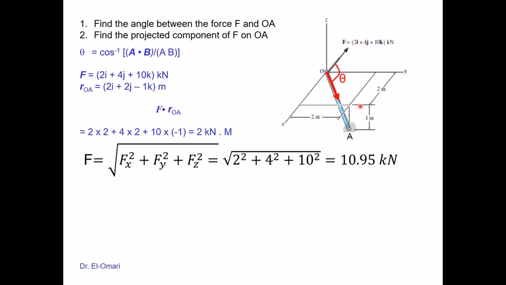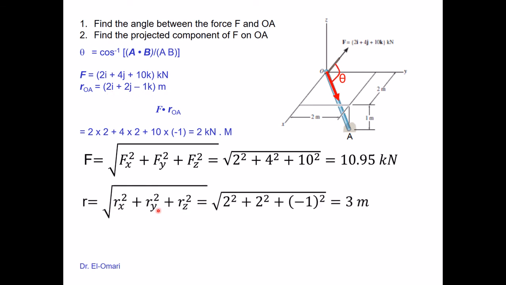The following is finding the magnitudes of both. Finding the magnitude is the square root of the sum of squares of the x, y, z components of the force. That's the magnitude of the force. And then the magnitude of the other vector, the position vector, is the square root of the sum of the squares of 2, 2, and negative 1. So we have all the parts of this formula. Then we find the angle as the inverse cosine of the dot product divided by the product of their magnitudes, which gives you the final answer for theta, 86.51 degrees.